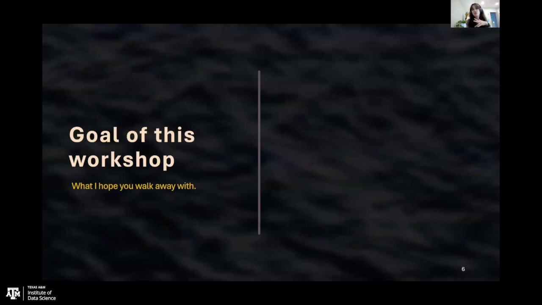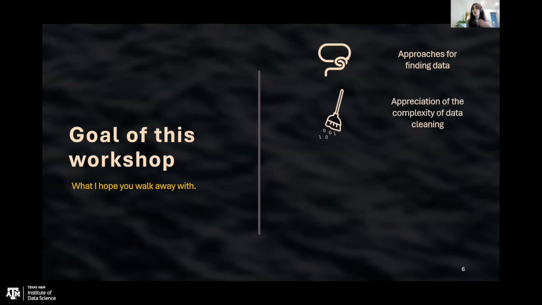Okay, so moving on to the goal of the workshop, I really want to go through four main things. We're going to start by talking about approaches to finding data. When I say I want y'all to talk about approaches that you use, this is one of the areas where we all have many different approaches or ways that we look for data. So I encourage you to put it in the chat if you have something else to add that I didn't mention. Next is an appreciation for the complexity of cleaning data sets.